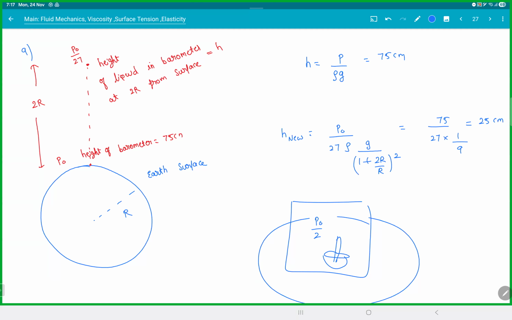It's a good one. I hope you got the question. On the Earth's surface, P0 will give you 75. You took this barometer, kept it in a satellite which is orbiting the Earth, but the pressure inside the satellite is P0 by 2. Now what will be the height? कुछ solve नहीं करना है. If you're solving, it means you're not thinking.